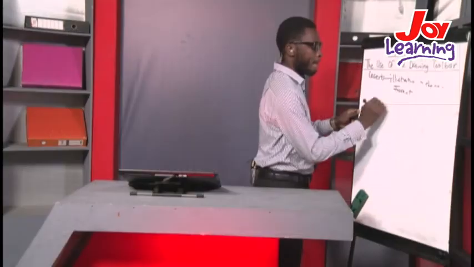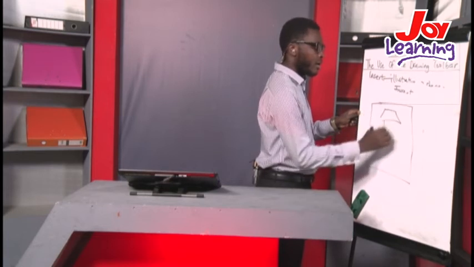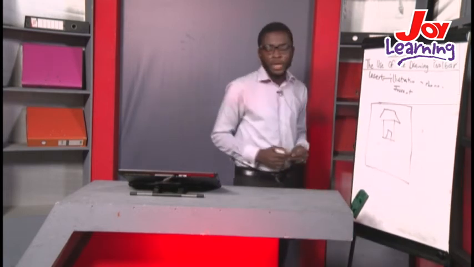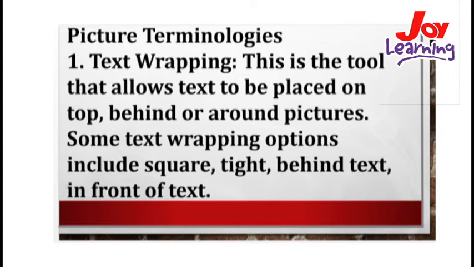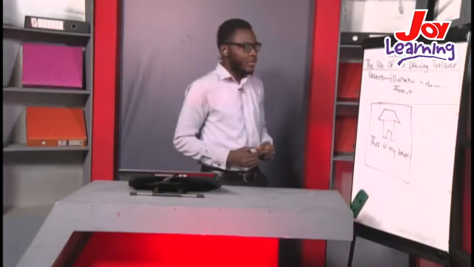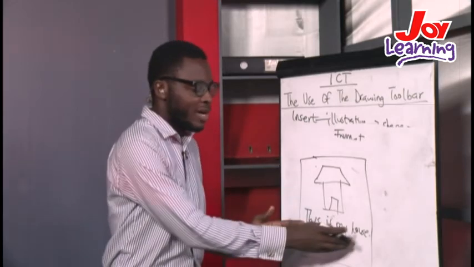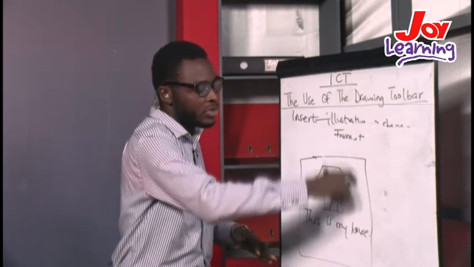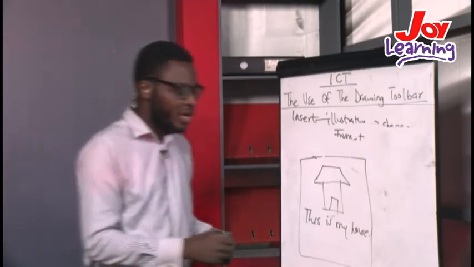So these are Word documents here. We have the house we have inserted there. Then we are seeing text wrapping is a tool that allows text to be placed around or behind or on top of the picture. So maybe this is my house. This is my house. That's the text. And we are seeing the text wrap tool. It's a tool that will help us to place this text either around the image or in front or beside or any other thing.